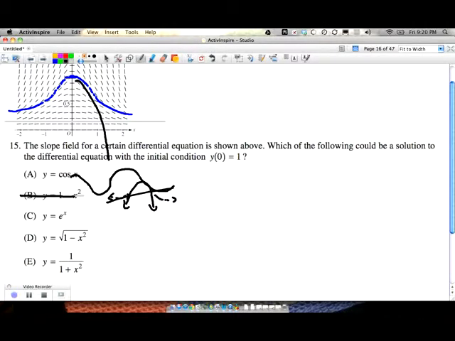So that one's going to be out too. E to the x, well, what would that be? E to the x is going to be just a simple exponential growth. This is e to the x. So that one's out too.